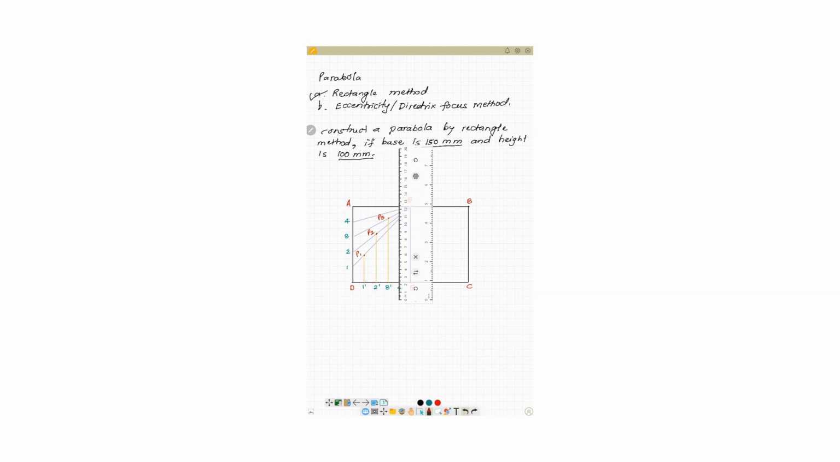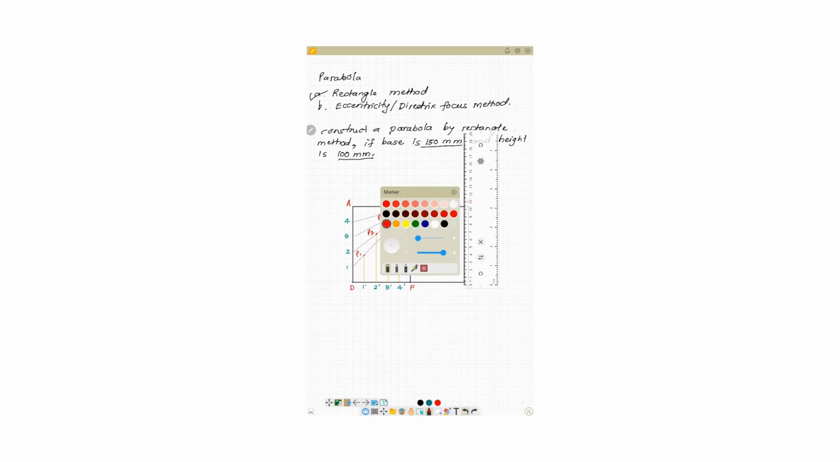And point number 4, I will move the scale and draw a vertical line till it intersects line E4, and that will be the fourth point, that is, this will be point P4. So we have located points P1, P2, P3, P4, and when we connect from point D, then P1, P2, P3, P4 and E, we will get the half profile of the parabola.